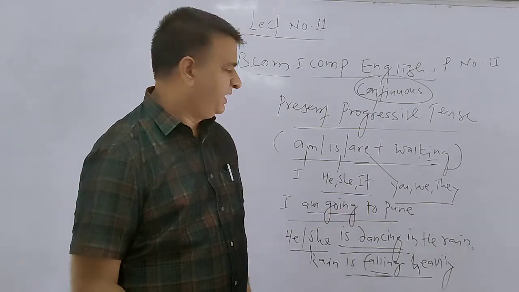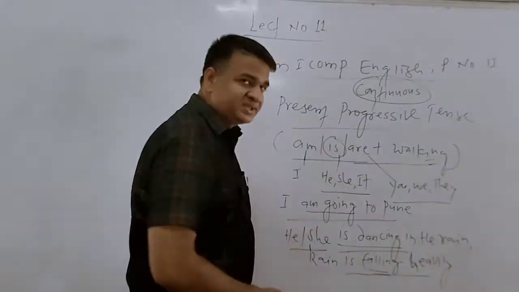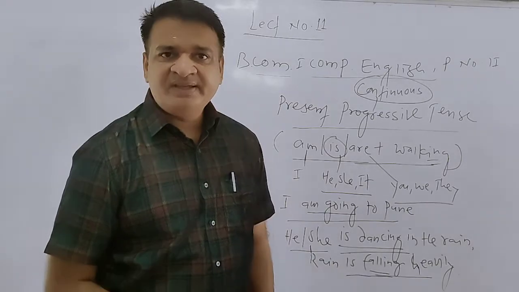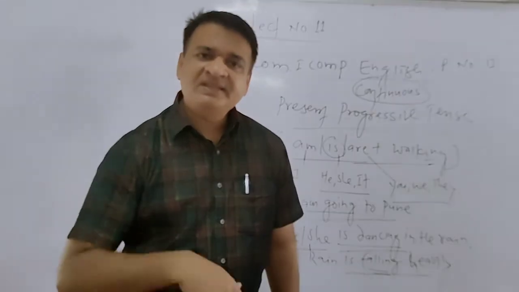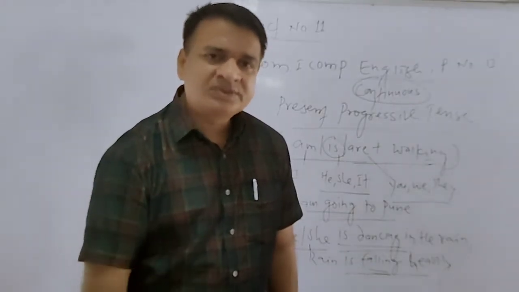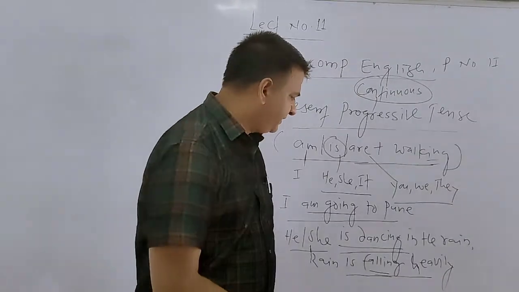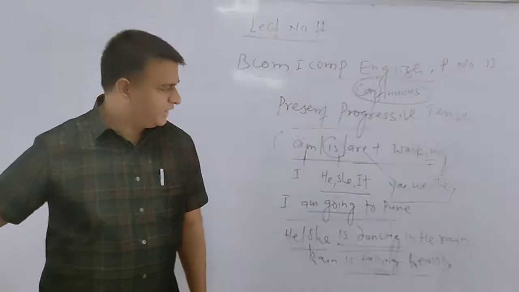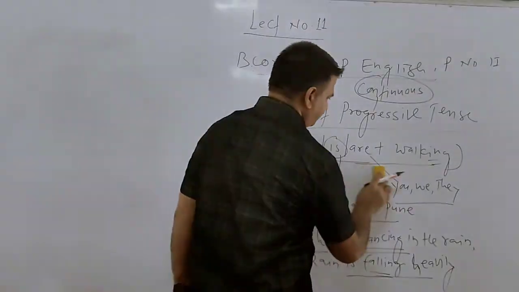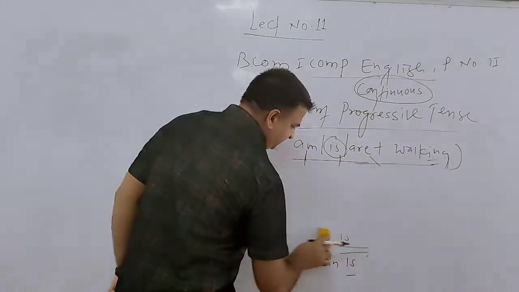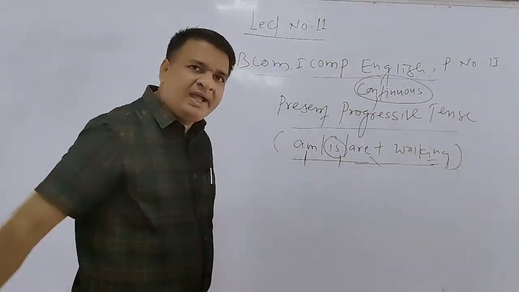So I am. Again, we know these examples, means he is singing a song. She is dancing in the rain. He is writing a letter. She is preparing a meal. And this way, again we have some examples from the plural cases. We have seen the examples of first person, I am.